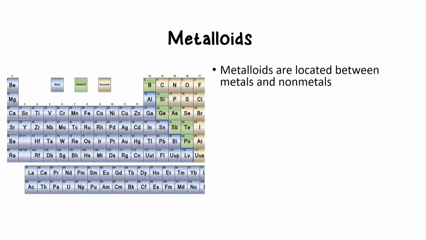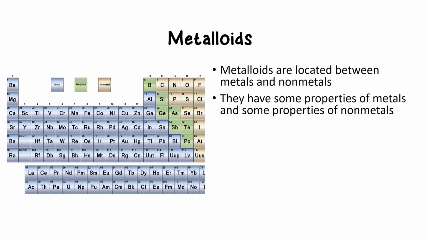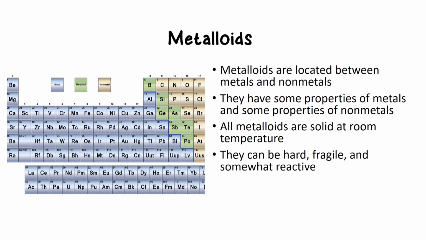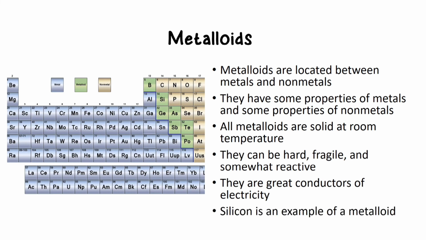There is also a third category known as metalloids. Metalloids are located between metals and nonmetals. They have some properties of metals and some properties of nonmetals. All metalloids are solid at room temperature. They can be hard, fragile, and somewhat reactive. They are great conductors of electricity. Silicon is an example of a metalloid.